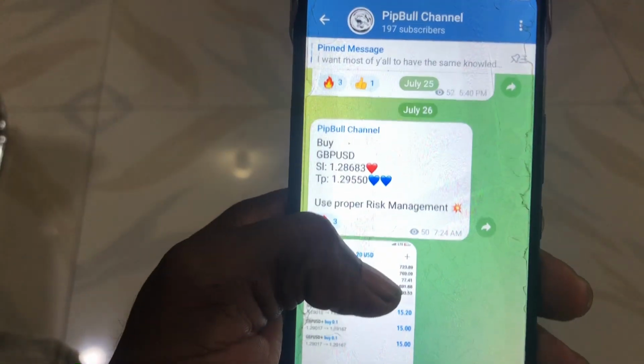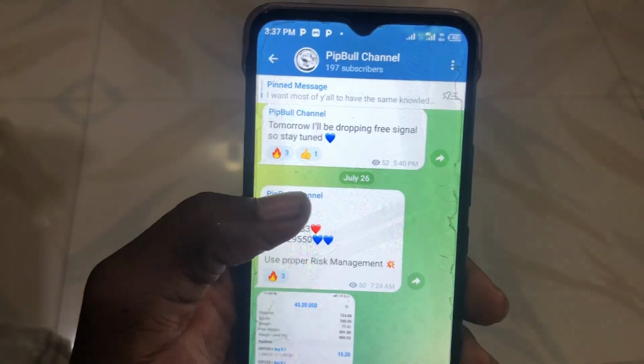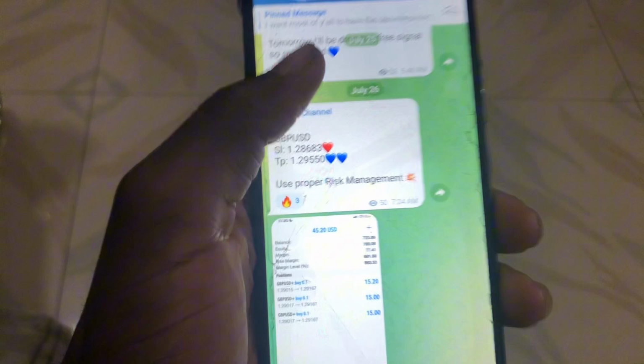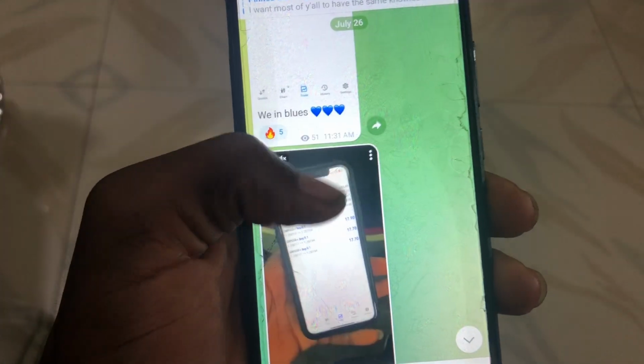Now, this is exactly what I did. I called out that trade for you guys on the Telegram. So if you're not yet subscribed to the Telegram, go ahead and tap into the Telegram because I call out those trades. And basically, we all ate from that trade.